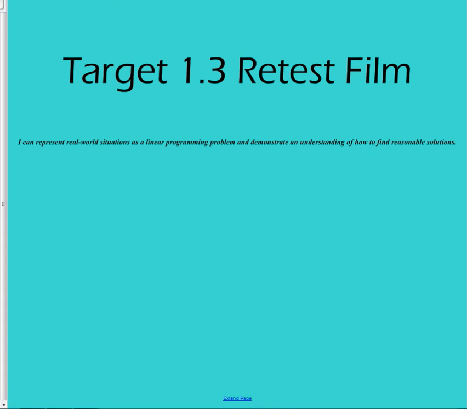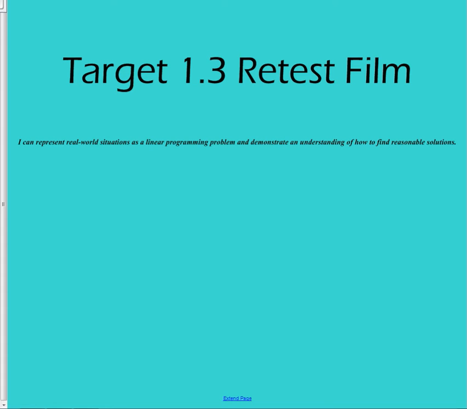You are watching a Target 1.3 retest film. In this film, we are going to do a couple of the problems that you will find in your white retest packet. Remember, you need to finish that whole packet in order to do any kind of retesting. You also need to bring it with you to the retest day to make sure that we know that you have it done.